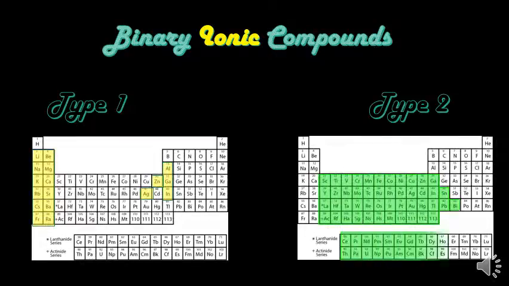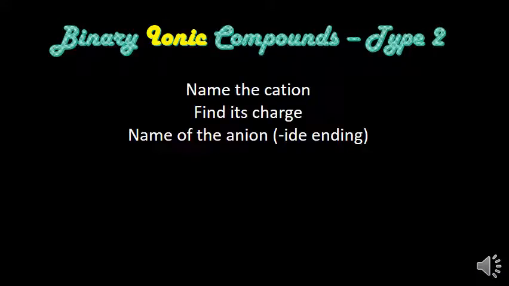Now we're ready to talk about type 2 compounds, not including silver, zinc, aluminum, gallium, and indium, because those are type 1s. For a type 2, again, you want to name the cation. So in this case, the cation is iron.